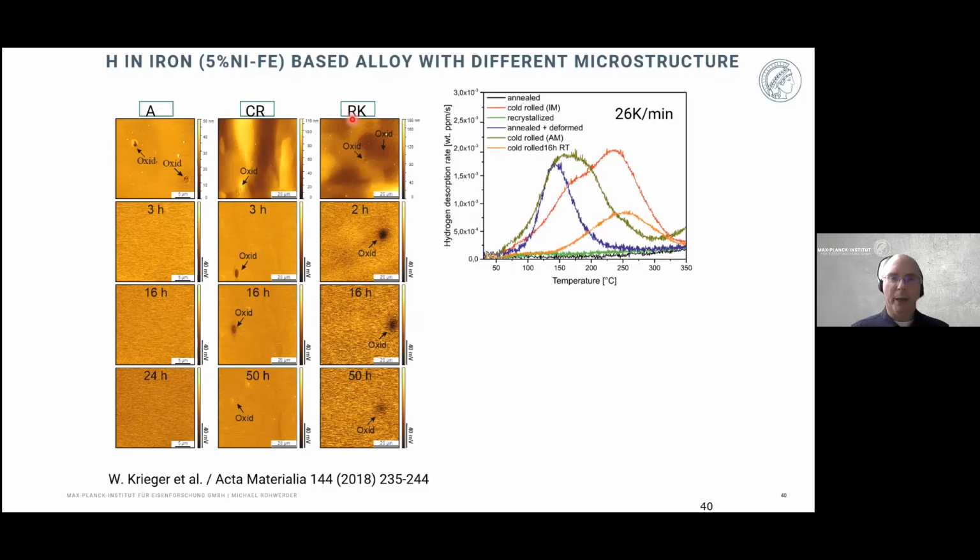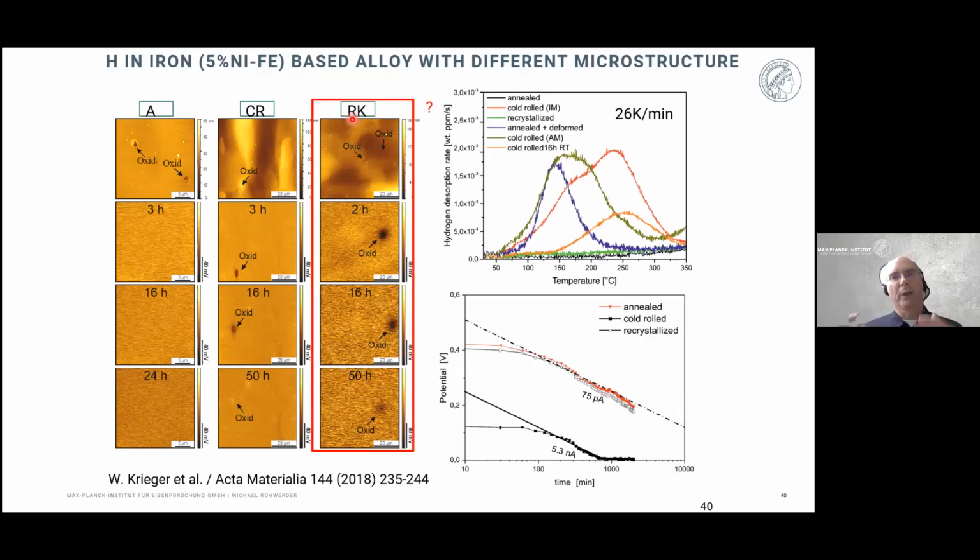With SKPFM, AFM-based techniques, the calibration of the potentials is not so easy. So what we get here is more or less a qualitative image. If you want to quantify, you need an idea what it means, what we see as potential contrast. For that reason, we also did an SKP measurement. Here you can see for annealed, cold rolled, and recrystallized how these release curves, the effusion curves I just explained, look. And you can see for the annealed and the recrystallized, the effusion of hydrogen to the palladium is by 2 orders of magnitude lower than for the cold rolled.